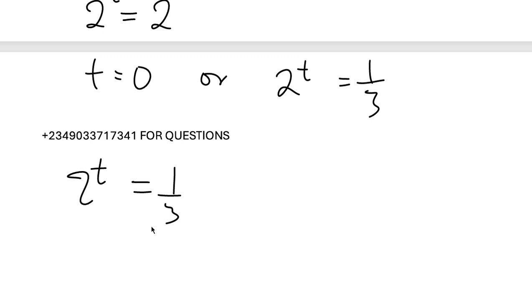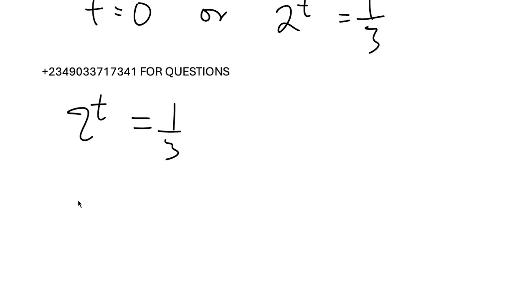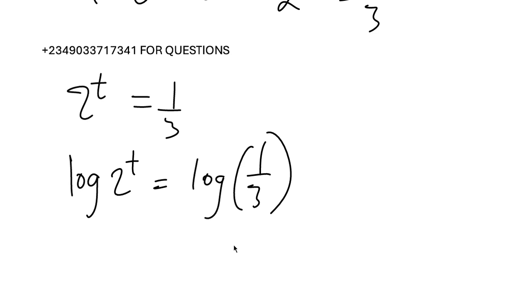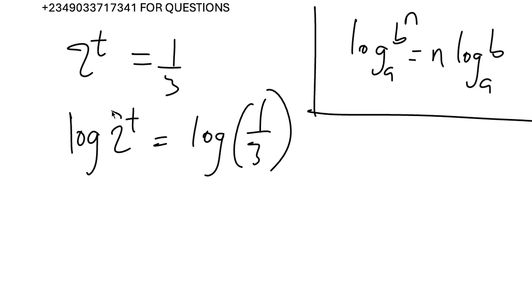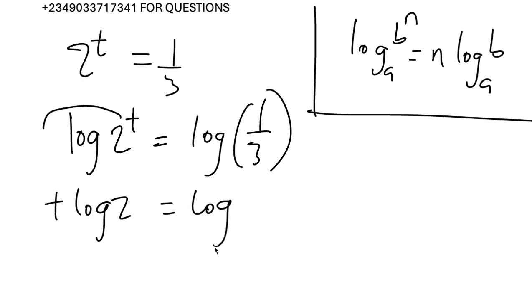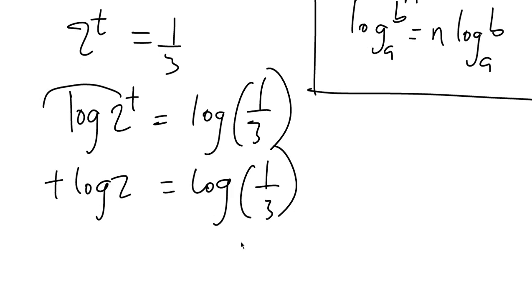What do you do? You find the logarithm of both sides, right? That's a way of solving all these questions. Find the logarithm of both sides. That will be the logarithm of 2 to the power t is equal to the logarithm of 1 over 3. Are you with me? So using the logarithm laws, that says that log base a of b raised to n is equal to n log b base a. So we can bring this t down. Do you get? That will be t log 2 is equal to what? Log 1 over 3.